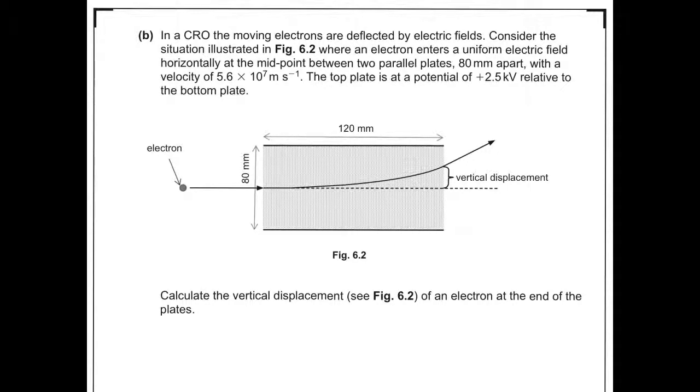Part B. In this CRO, the moving electrons are deflected by electric fields. Consider the situation illustrated in Figure 6.2, where an electron enters a uniform electric field horizontally at the midpoint between two parallel plates that are 80 millimeters apart, with a velocity of 5.6 times 10 to the 7 meters per second. The top plate is at a potential of 2.5 kilovolts positive relative to the bottom plate. Calculate the vertical displacement of an electron at the end of these plates.